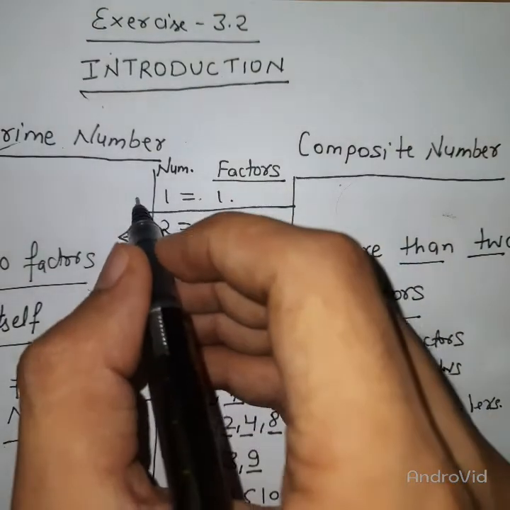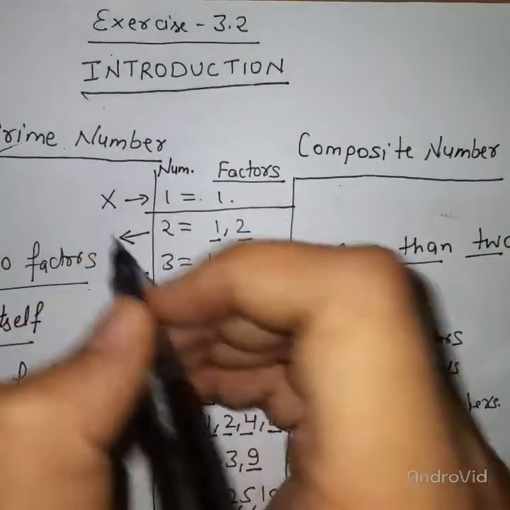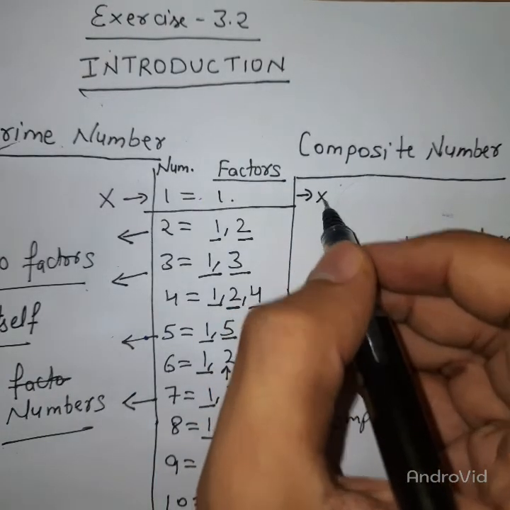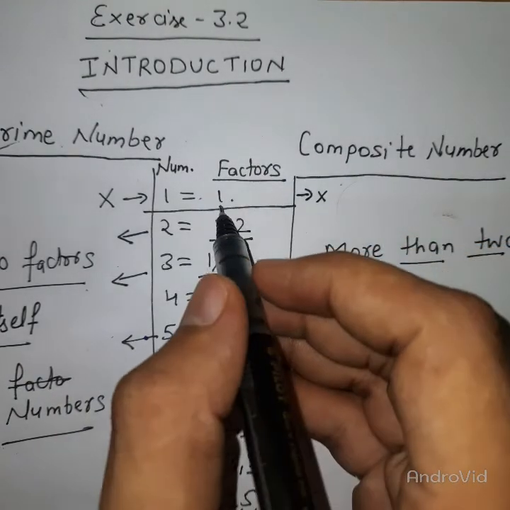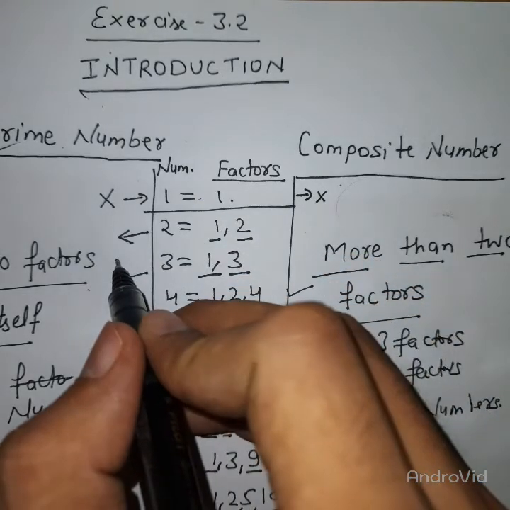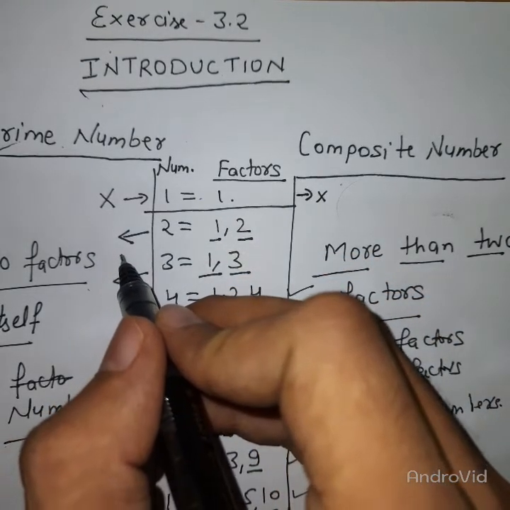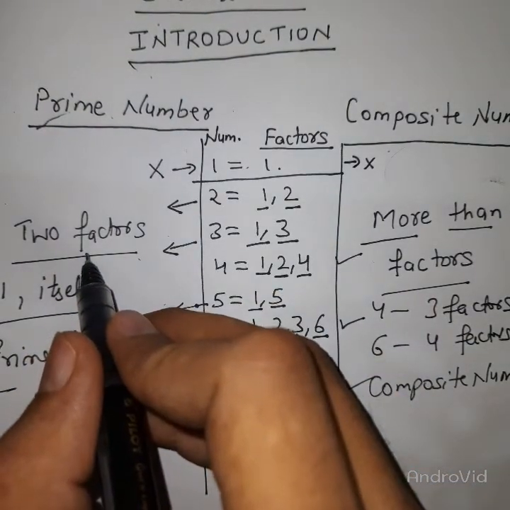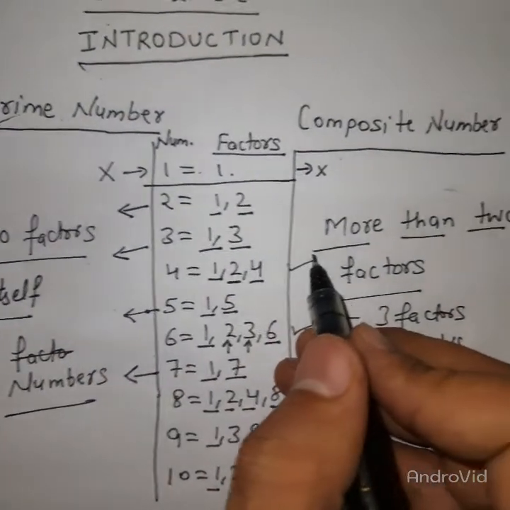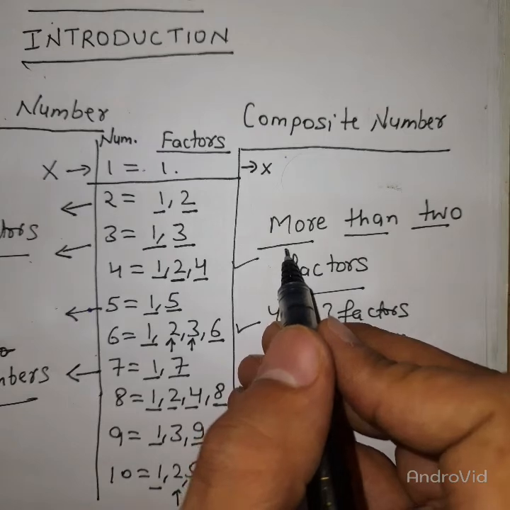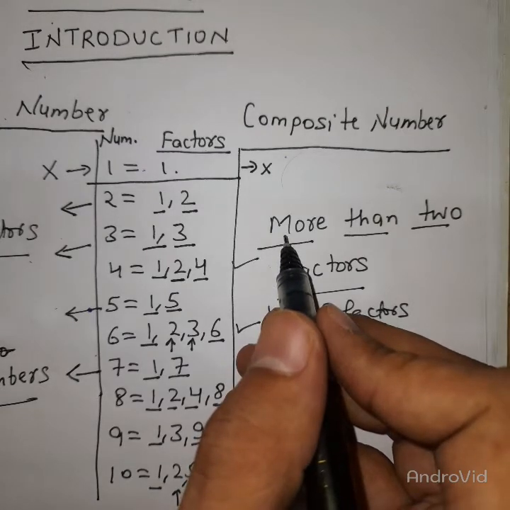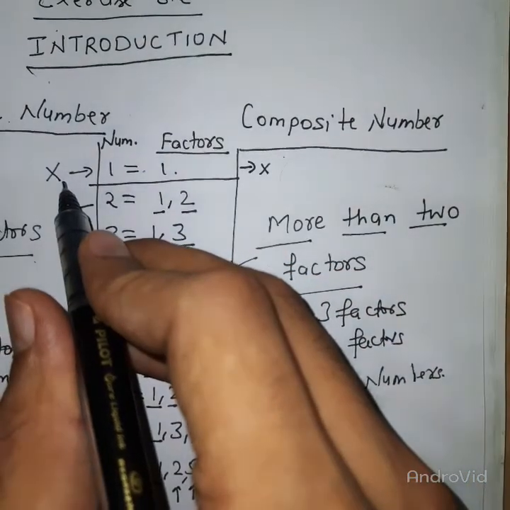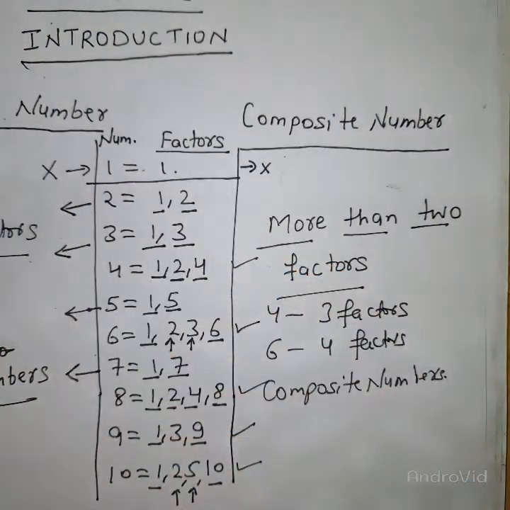Dear students, 1 is neither a prime number nor a composite number. It cannot come under the definition of a prime number, because a prime number has exactly two factors, and it does not come under composite numbers because it does not have more than two factors. So 1 is neither a prime number nor a composite number.